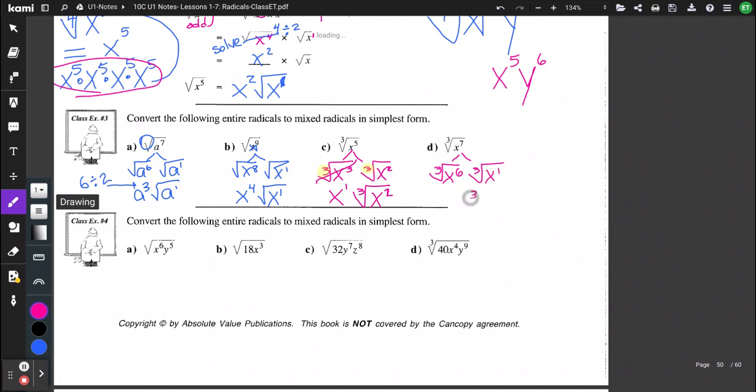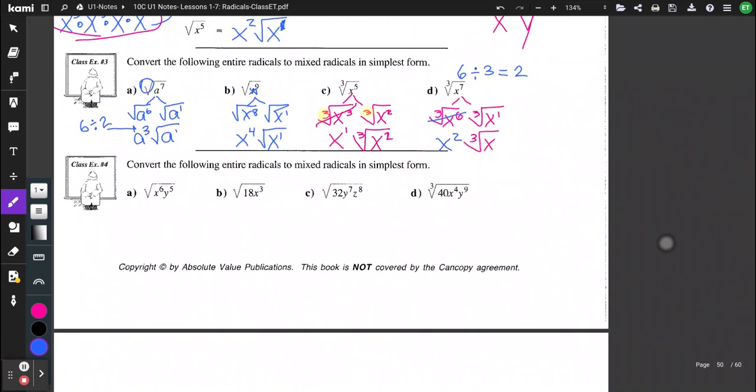So we know we're going to end up with a cube root x1, and we have to solve this guy. So when I solve that one, what's 6 divided by 3? 2. Good. So I'm going to get x squared out front because I'm dividing 6 by the index 3. And that's how I get 2 as my exponent.